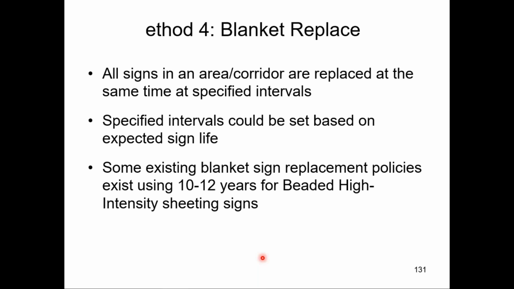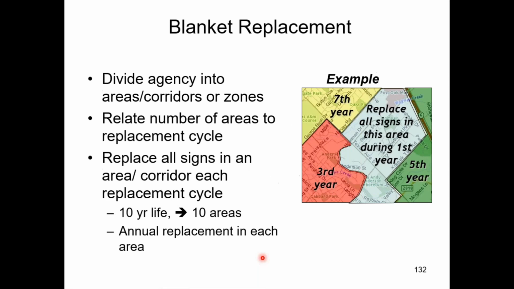And the way it would work is you divide your jurisdiction into areas or corridors or zones like you see on the sketch on the right. This might be a municipality. A municipality could do it by, say, wards or whatever you call the subdivisions within your municipality. This bluish or grayish area here might be the first ward of your city. And under this method, you would replace all the signs in this area during the first year.